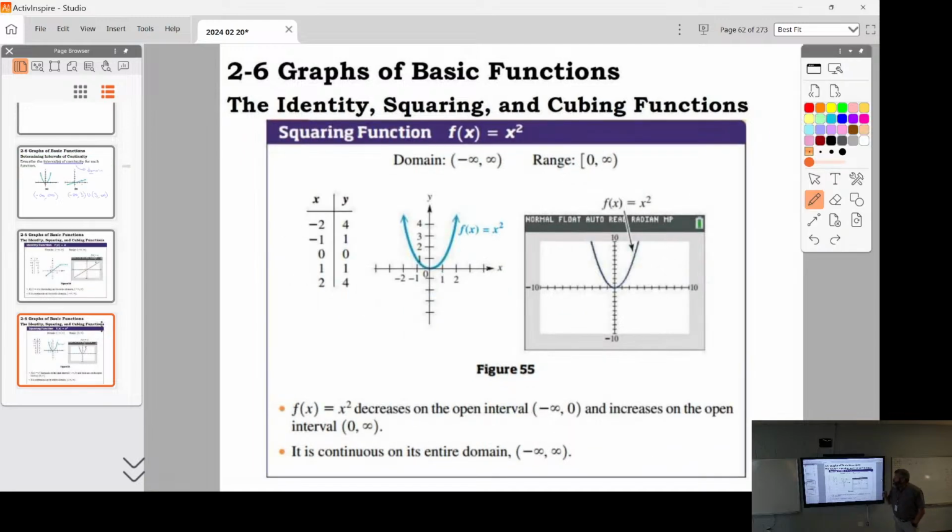Okay. The next function is the squaring function. The squaring function, like it says, is y equals x squared. It's a parabola. It has a vertex at (0, 0). Can you square any real number? Yes, I can square any real number. So the domain is all real numbers. X can be anything.